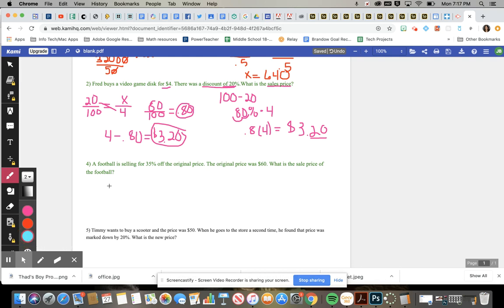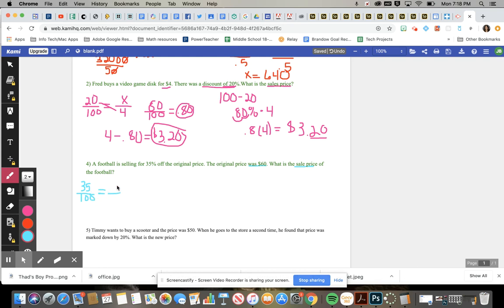A football is selling for 35% off the original price. So setting up our proportion, 35 over 100. That's our percent. Percents are always over 100. We did a little bit of this back in 6th grade too. Equals. The original price was 60. What is the sale price? So we're trying to find the sale price.